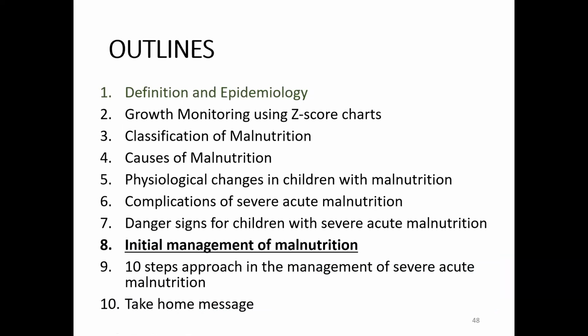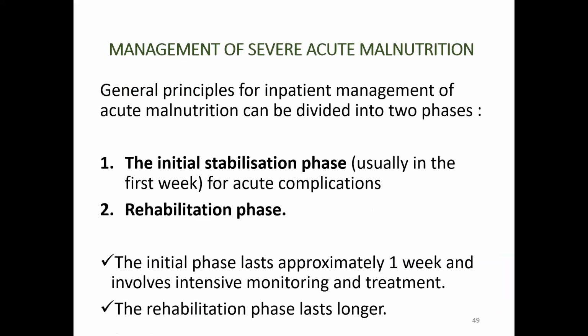So how to manage them? We talk about initial management and follow-up management. The principle of managing these children with malnutrition as inpatients is that we divide it into two phases: the initial stabilizing phase, which is usually the first week for acute malnutrition, and the rehabilitation phase. The initial phase lasts approximately one week, and this involves intensive monitoring and treatment. We will speak about that in the next slide. The rehabilitation phase takes longer. It can still continue even after the child has been discharged home.